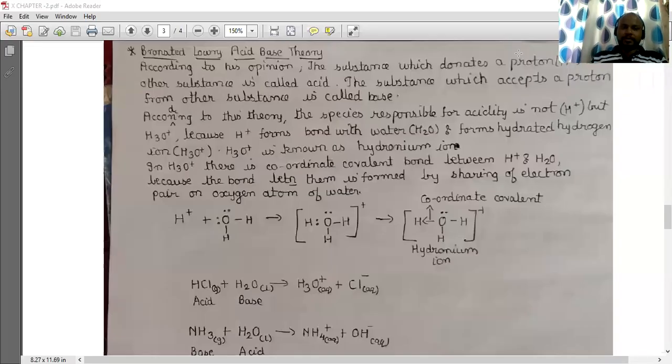Good morning, students. In the earlier video of the acid, base, and salt chapter, we had seen the introduction part, the theory of acid and base given by Robert Boyle as well as Arrhenius, and the limitation of Arrhenius acid-base theory. Now, moving on further, we'll be seeing Bronsted-Lowry acid-base theory.